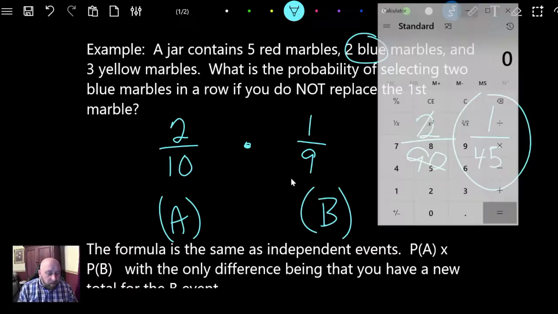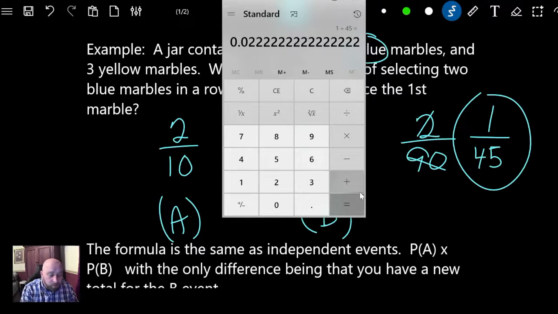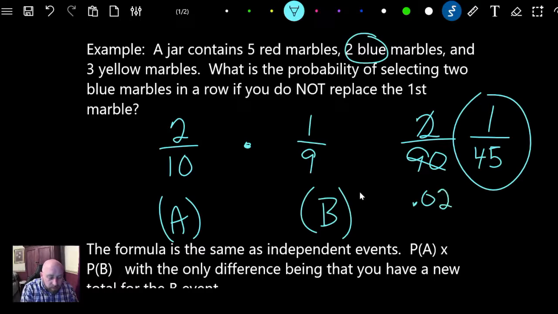Now you could grab your calculator and divide that. 1 divided by 45 equals 0.02222, so about 0.02, or you could say 2%. There's only a 2% chance that that's actually going to happen. Note, typically when you get into dependent events, you get a very, very small possibility of that actually happening. Why?